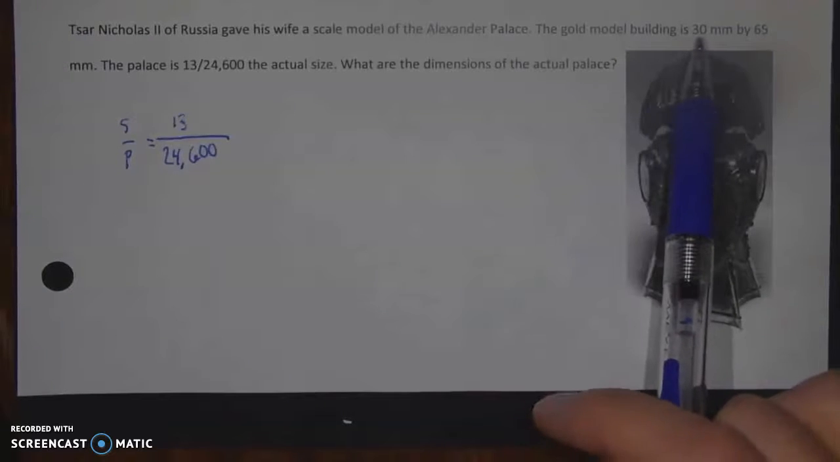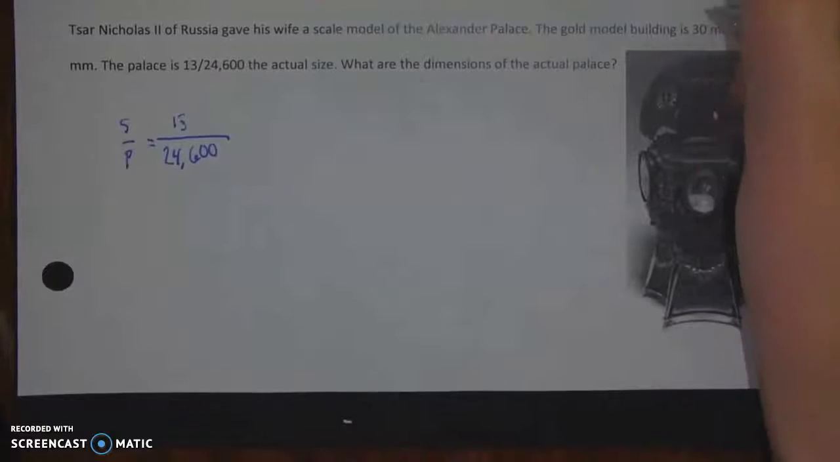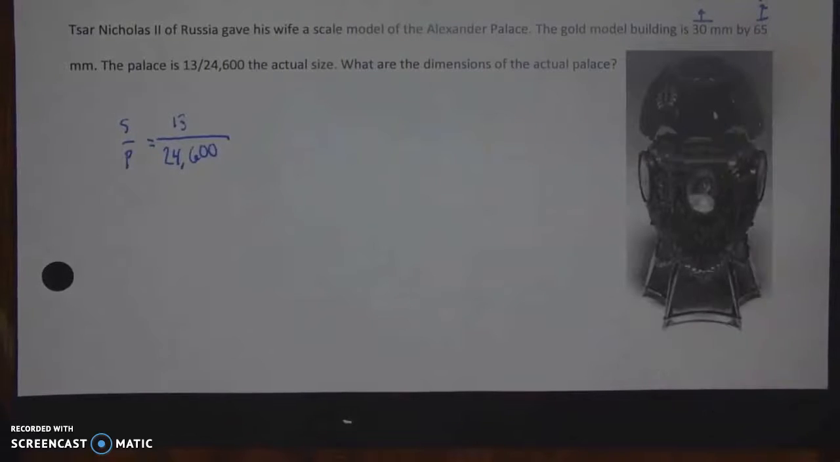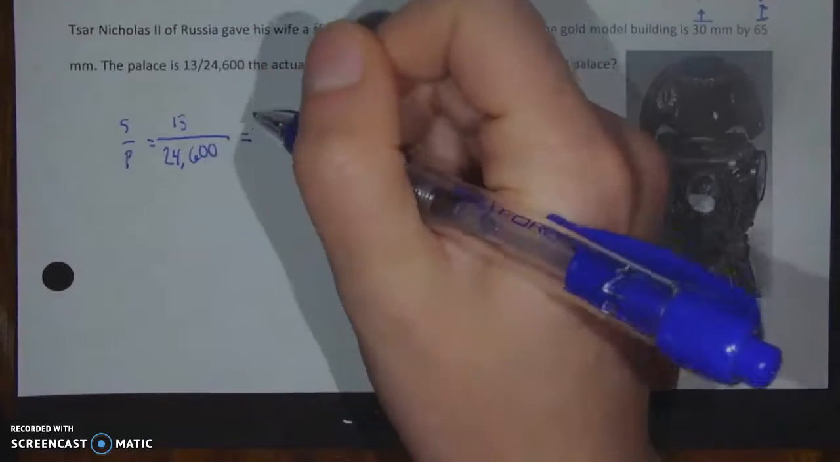And in this picture, we know that the gold building is 30 millimeters by 65 millimeters. So if I want to find the dimensions, it means I'm going to be looking for two lengths. And so I'm just going to label them X and Y. And since I have two things I'm looking for, it probably means I'm going to have to set up two different equations in order to solve, because you can only solve for one variable at once.